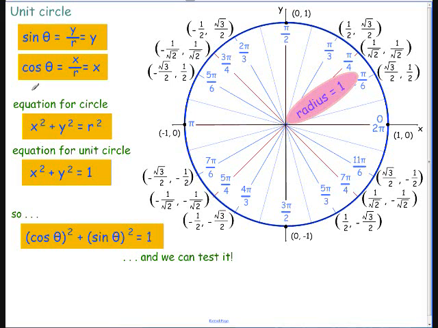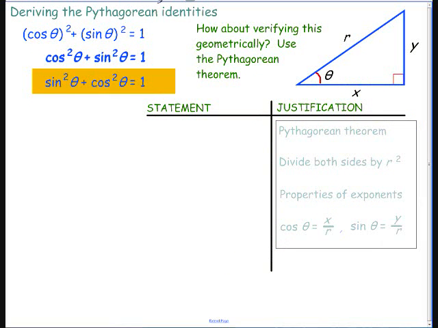Since x equals cosine and y equals sine, we've got, instead of x squared, cosine squared, and sine squared, plus equals 1, and we can test it. Well, can we test it? Sure. We want to verify it, right? That's what we're going to do here.